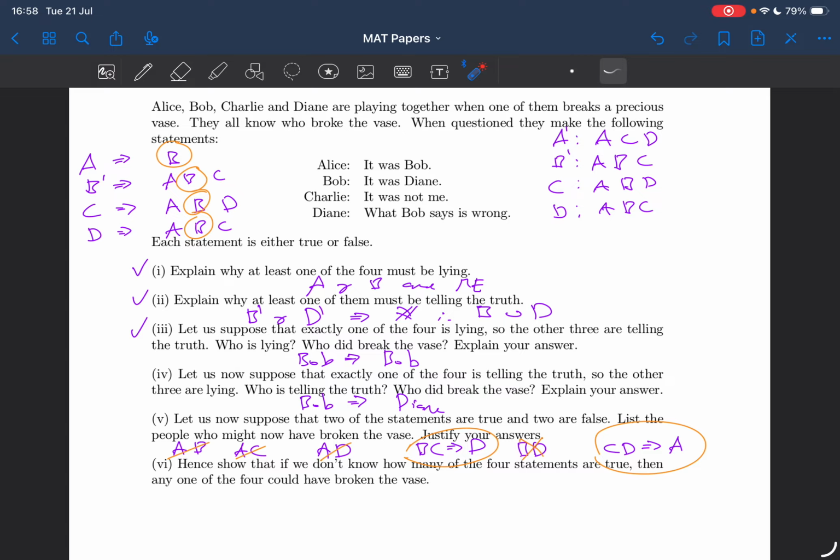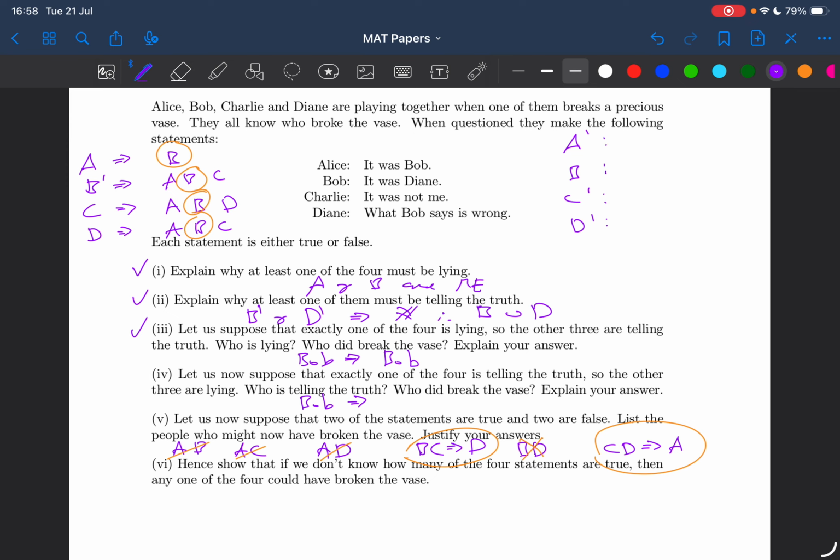So I got that Bob was lying, but I got the wrong outcome here. This shouldn't go to Diane. This should go to Charlie. Let's double check that then. Get rid of these bits again. So if Bob lies, Bob is telling the truth, but everyone else lies. So Alice is lying. It was Bob. It's not Bob, therefore. So it's going to either be Alice, Charlie, or Diane. Bob tells the truth. It was Diane.